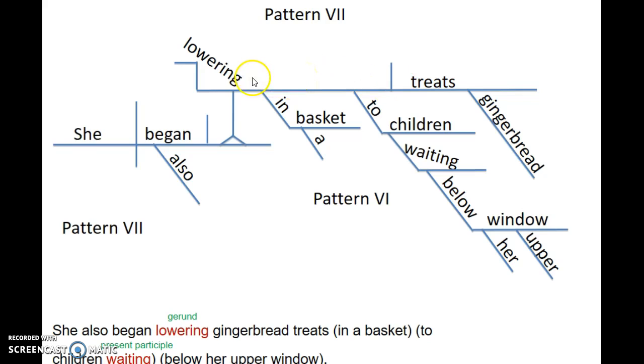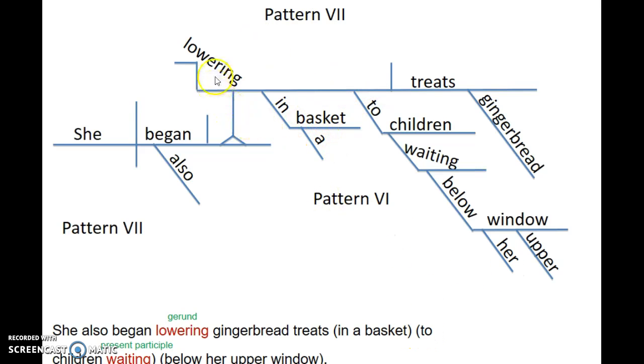Lowering is an action verb, so she's lowering what? She's lowering treats. So that's going to go on that main line following the vertical line, showing that it's a direct object. And now we get to our prepositional phrases. How was she lowering them? In a basket. So that prepositional phrase is answering the question how. It's a verb question, an adverb question, so it goes below the verb.